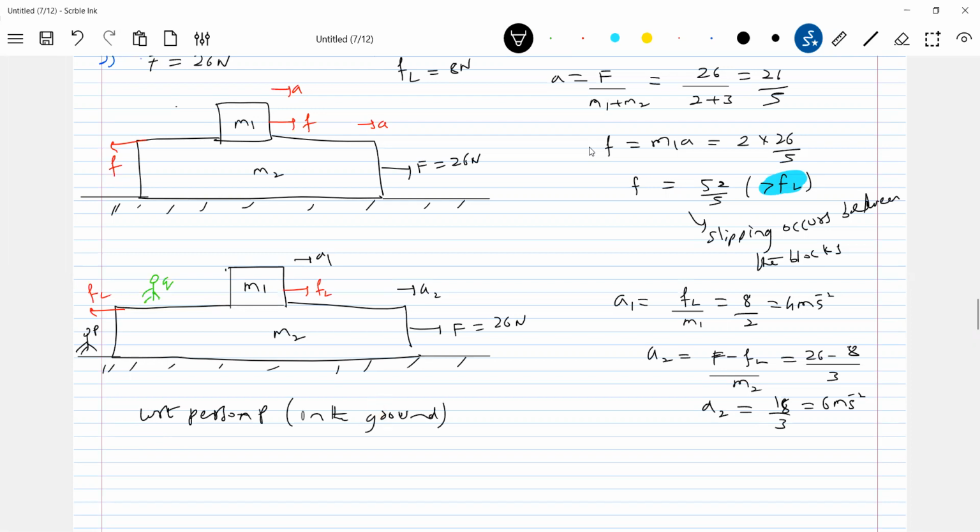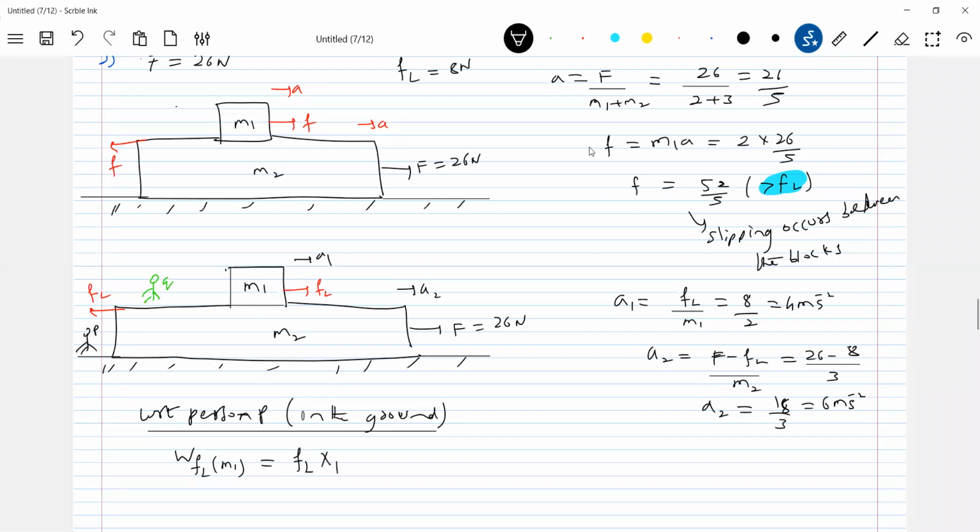Now, work done by friction with respect to P on the ground. Work done by friction on the block. We are bothered only about the block. Even on the block M2, you can go for it. Let me focus only on the block. So work done by the friction on the block M1. So what are you going to write? FL into displacement of block.